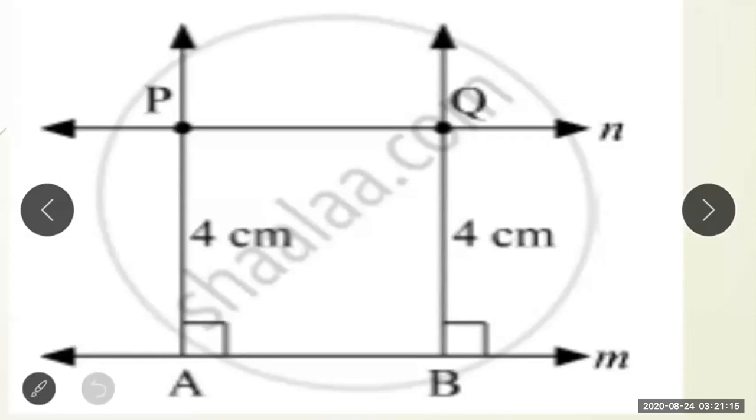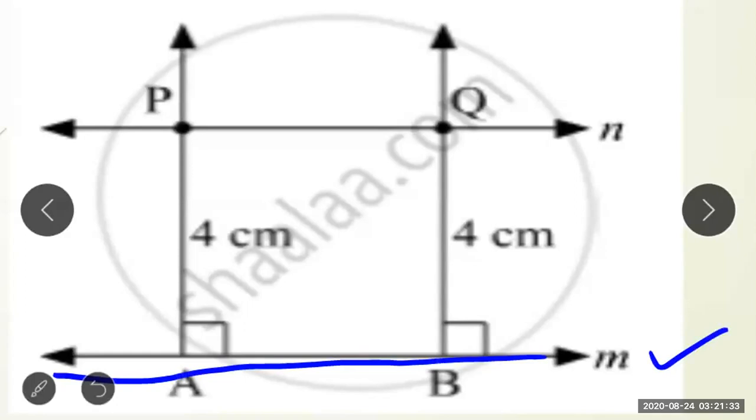Some sums are not giving the centimeter. They have told you to draw with a set square, or draw with a protractor. It is your choice what you have to draw, construct that thing. So first you have to draw a line, that is M. First I have made a line, that is line M.